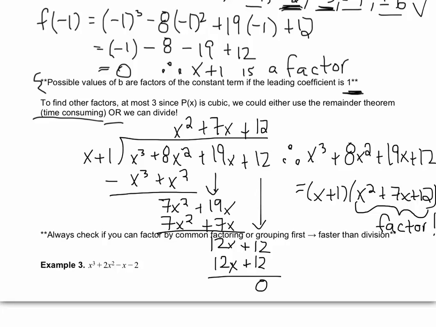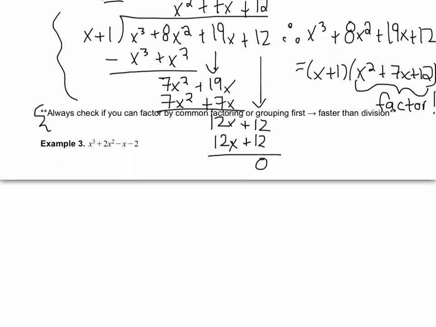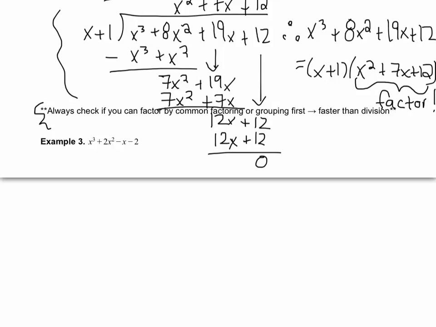A good rule of thumb is that you want to check and see if you can factor by common factoring or grouping first, because this is much faster to do than long division. Long division takes us quite a bit of time. For example, this one here, x cubed plus 2x squared minus x minus 2, we can factor simply by grouping.